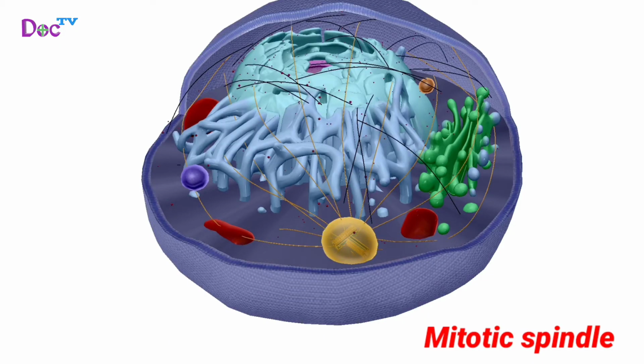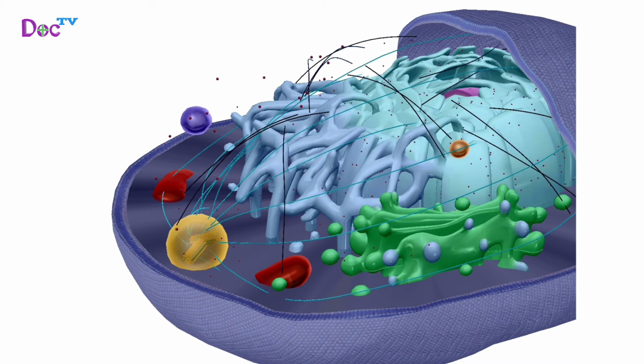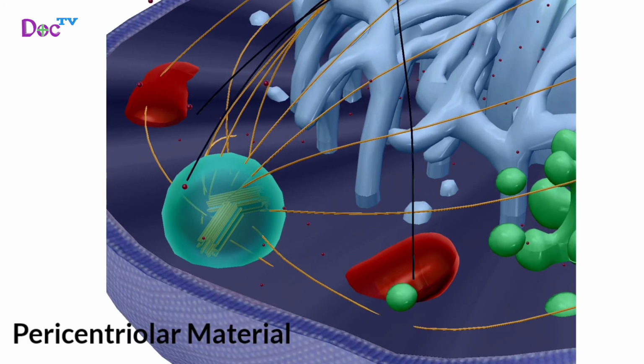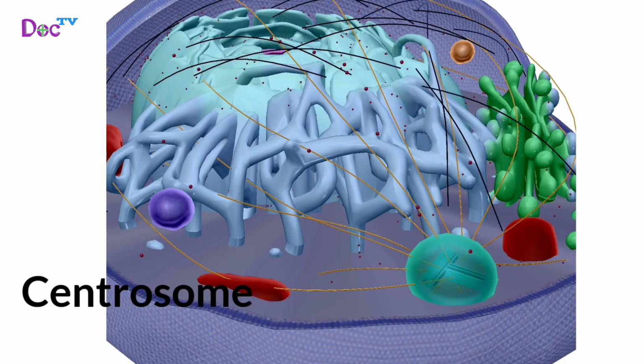Mitotic spindle. During prophase, a network of microtubules called the mitotic spindle is formed by pericentriolar material in centrosomes. The microtubules attach to and pull apart chromatids during mitosis. Pericentriolar material, centrosome.